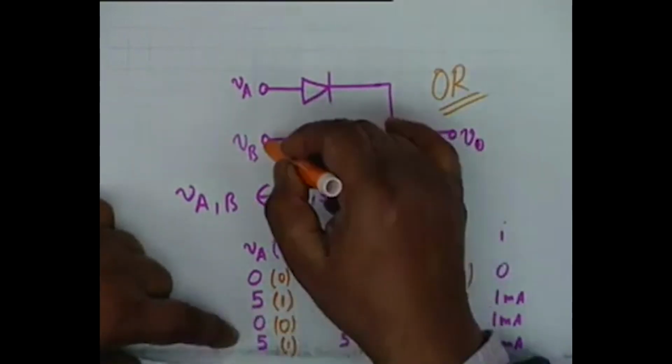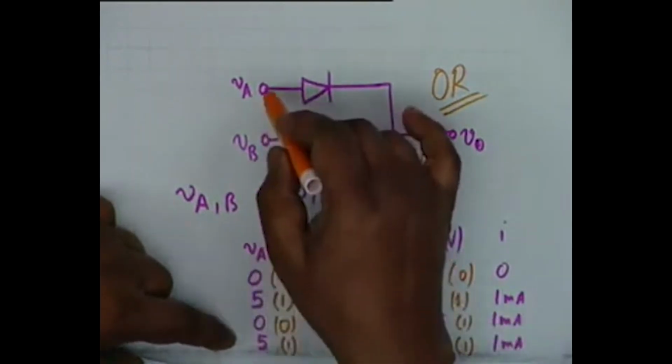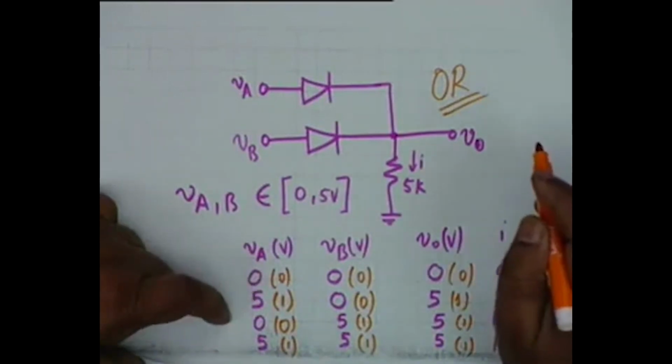That is, either of the two input levels are high. Another terminology is high and low. 0 is called low and 1 is called high. So, if either of the two terminals is high, then the output is high. If both of them are high, output is high. If both of them are low, then the output is low.